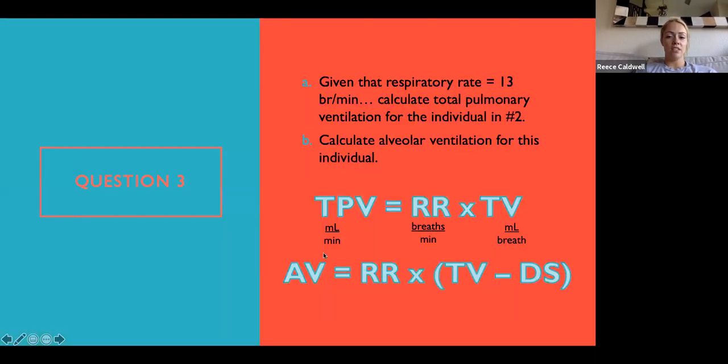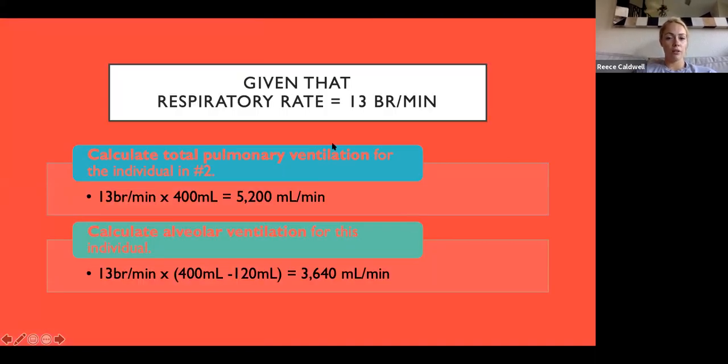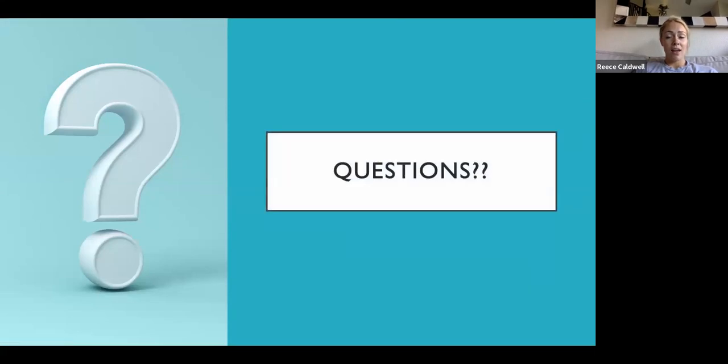So make sure you have these two equations memorized for exam 4 because they will be important. But that's all I have for y'all. We haven't gotten too deep into respiratory in lecture yet, so I'm not going to overwhelm y'all. But those are the important things that you need to understand for this discussion worksheet.